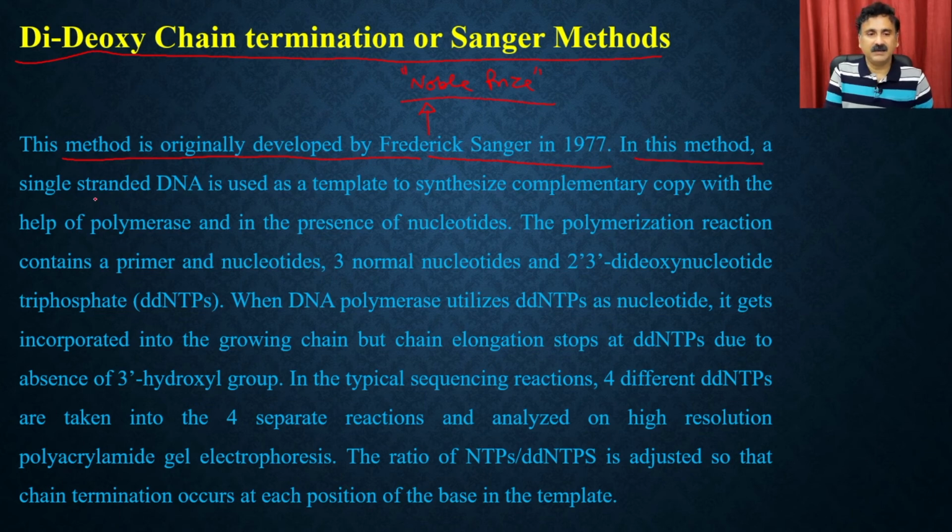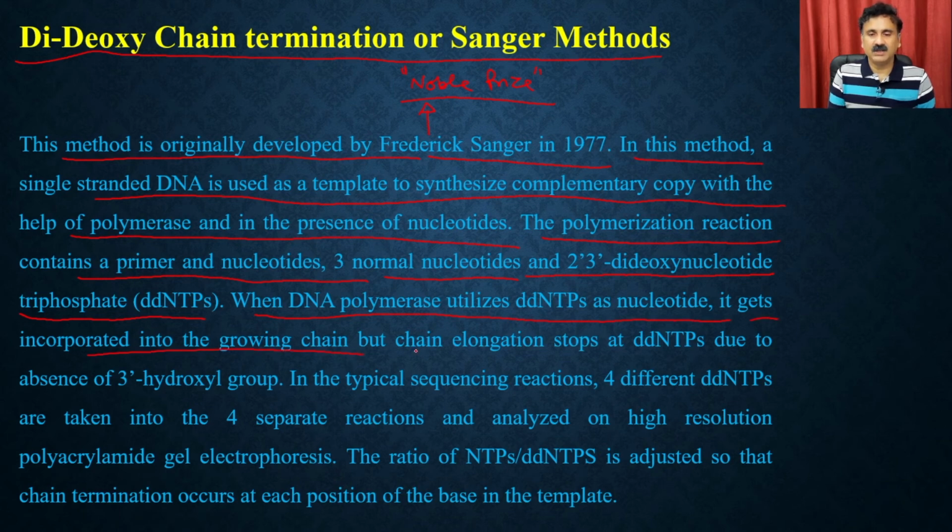In this method, a single stranded DNA is used as a template to synthesize the complementary copy with the help of a polymerase in the presence of nucleotides. The polymerization reaction contains a primer, the three normal nucleotides, and another one that is a modified nucleotide, which is called 2',3'-dideoxynucleoside triphosphate. When the DNA polymerase utilizes the ddNTPs as nucleotide, it gets incorporated into the growing chain, but the chain elongation stops at the ddNTP due to the absence of the 3' hydroxyl group.